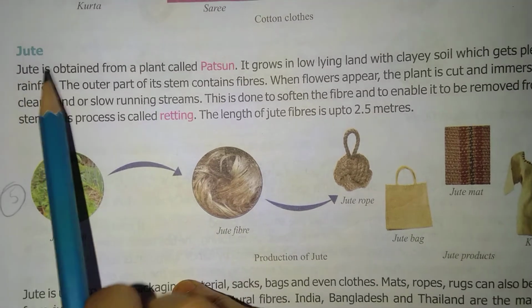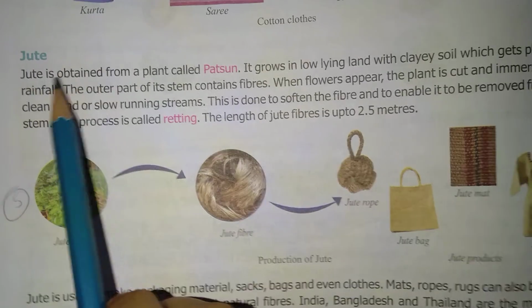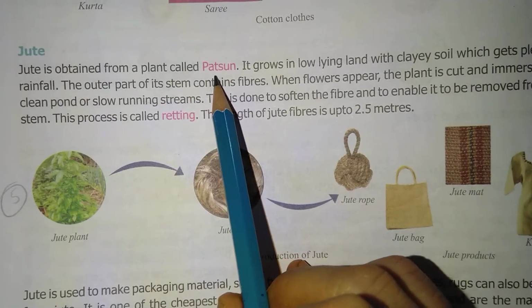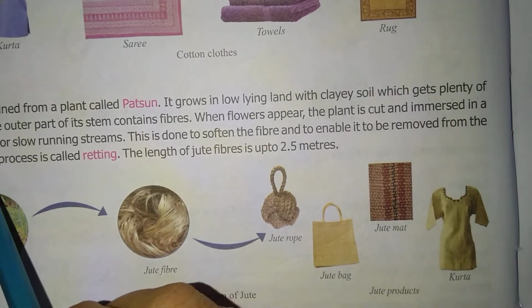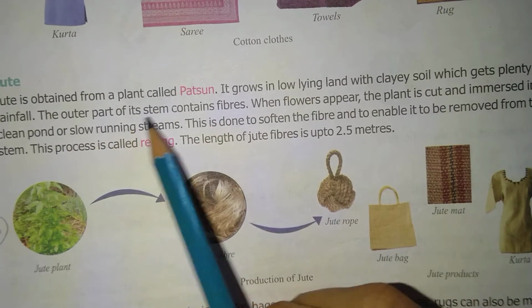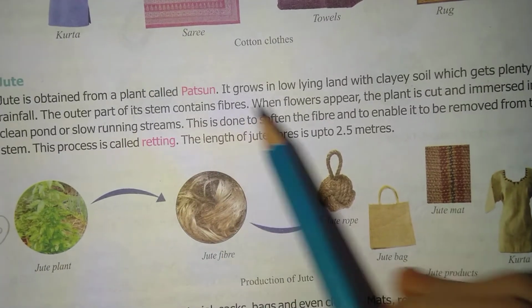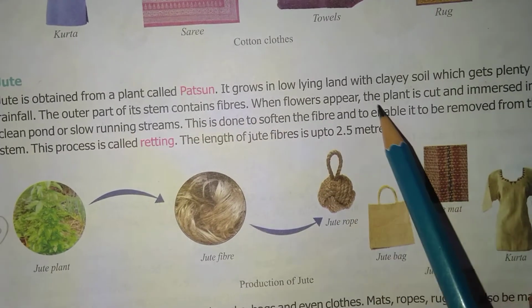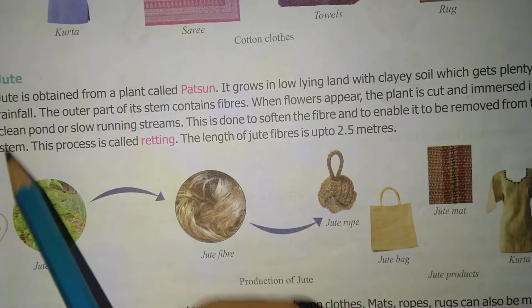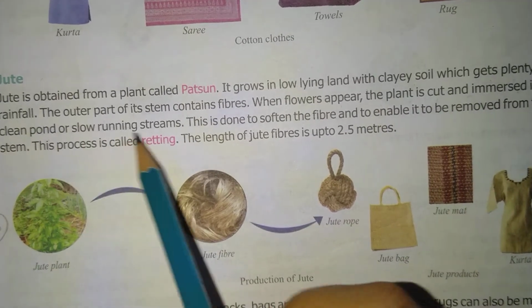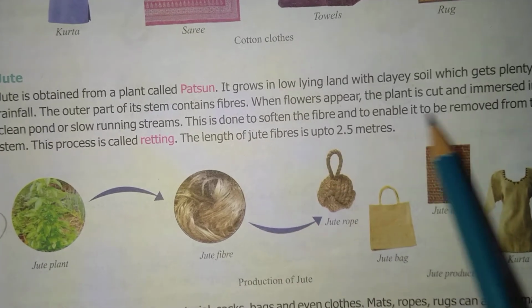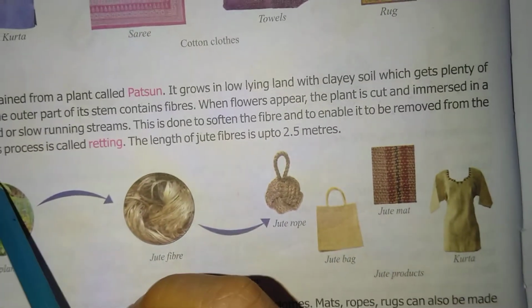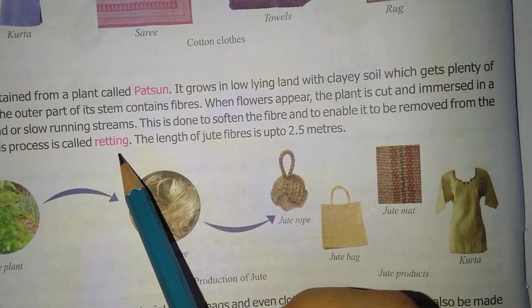Our today's topic is jute. Jute is obtained from a plant called patsan. It grows in low-lying land with clay soil which gets plenty of rainfall. The outer part of its stem contains fibers. When flowers appear, the plant is cut and immersed in a clean pond or slow-running streams. This is done to soften the fiber and to enable it to be removed from the stem. This process is called retting.